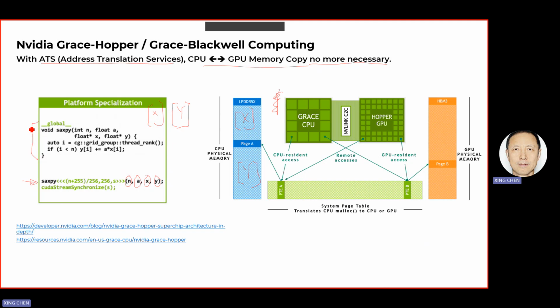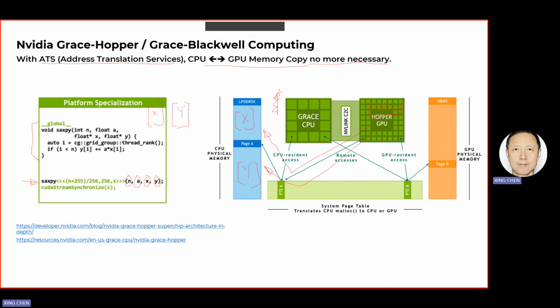Okay, and then I'm going to call this kernel function. The kernel function is going to be launched, and it's going to be executed on the GPU. And to access x and y, it just accesses x and y, because the GPU can access the CPU memory. That's the kernel function call with the superchip.